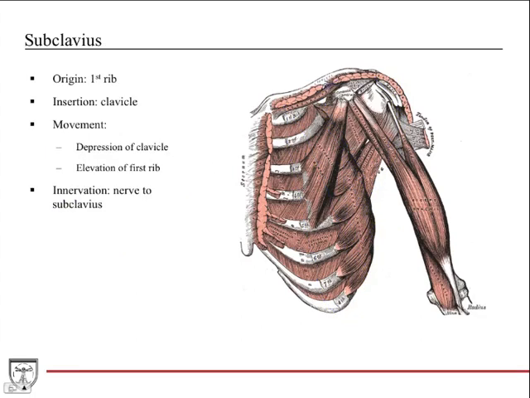Subclavius is this tiny little muscle here. This isn't too significant clinically, but just to be complete, we'll talk about it here. It's in the name. It originates from the first rib, which you can see here. It inserts onto the clavicle here. Its movement, it depresses the clavicle, so it contracts. It's going to pull the clavicle down, and then on the opposite side, it elevates the first rib. And then its innervation is nerve to subclavius, which is a nerve off the brachial plexus.